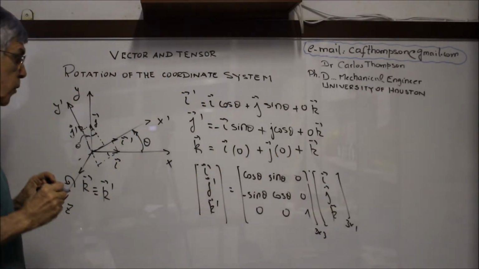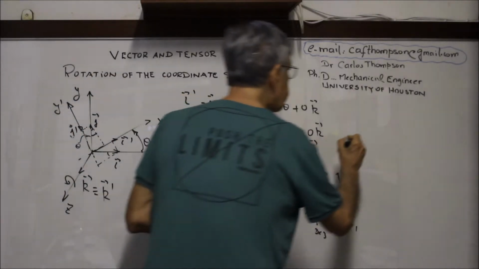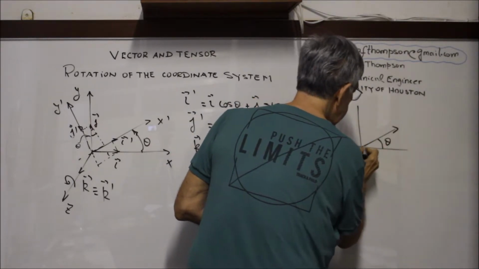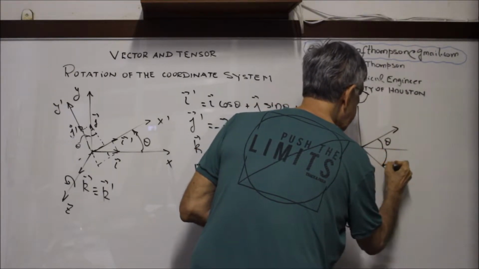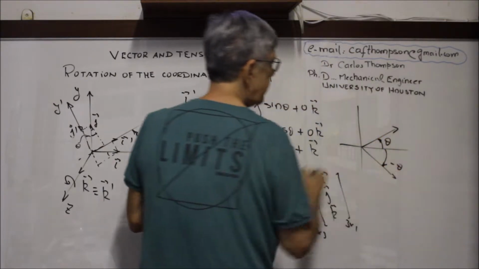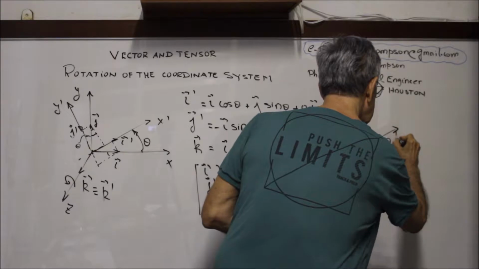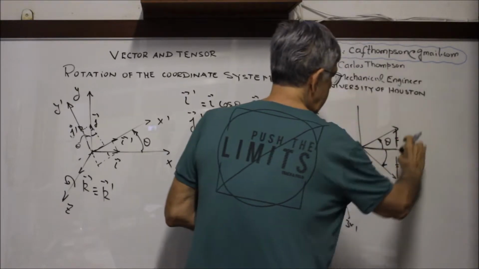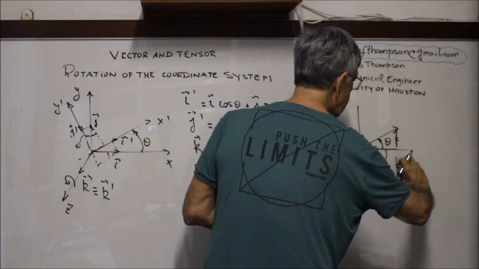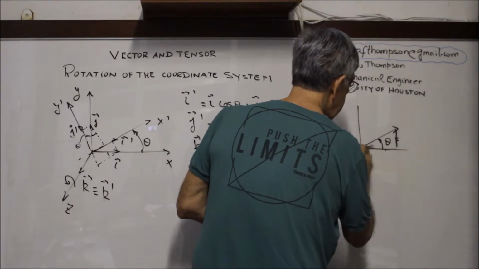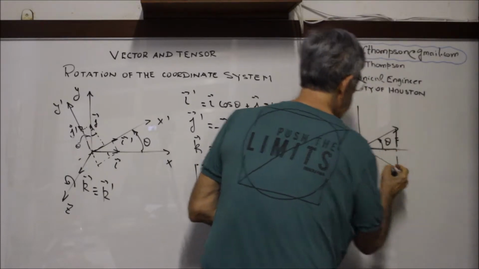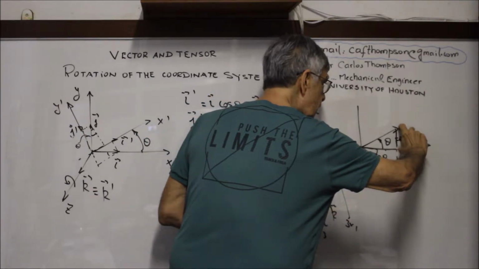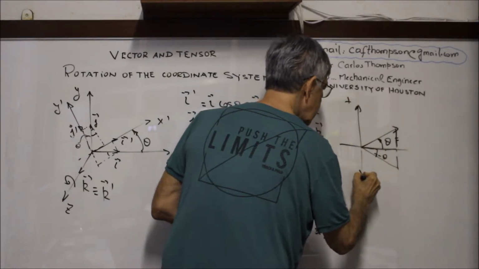So that's the matrix. Now, one very simple point is this. If I have theta here, and here is minus theta. This is plus and minus. You see, when you project here, this is a cosine and this is sine. You see, this side is equal to this side. Now, this is minus theta. See, this side is equal to this side, but this is plus, this is minus.